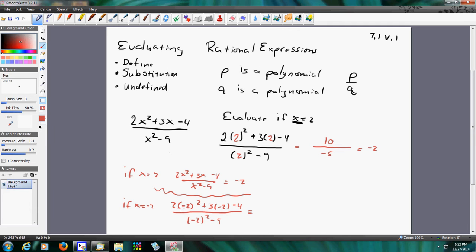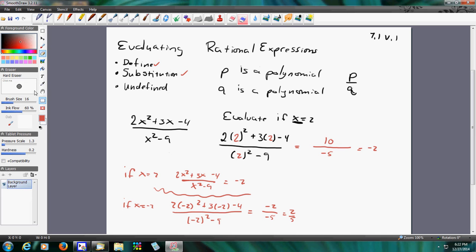So negative 2 squared is 4, times 2 is 8. 3 times a negative 2 is negative 6. So 8 minus 6 is 2, minus 4 is a negative 2. It's going to be 4 minus 9, which is a negative 5. So when x equals negative 2, the value is 2/5. So I just substituted in and found the value.